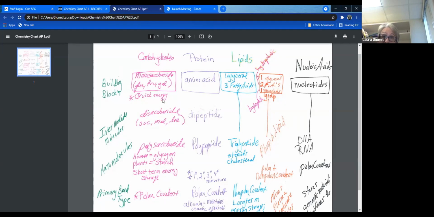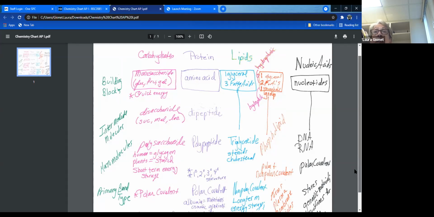People like to ask you the difference between quick energy, short-term energy storage, and long-term energy storage, especially in lab here. Then we have the intermediate form of carbohydrate, your disaccharide: sucrose, maltose, lactose. The macromolecule is a polysaccharide. In humans, it's glycogen. In plants, it's starch. Functions as short-term energy storage. And the primary bond type is polar covalent.